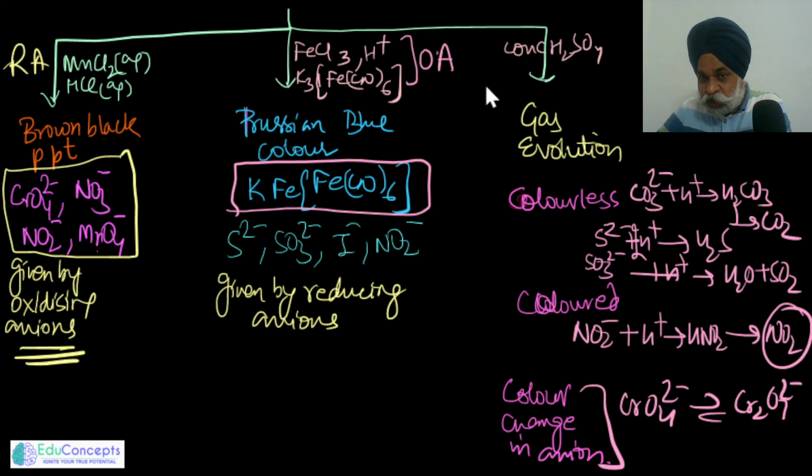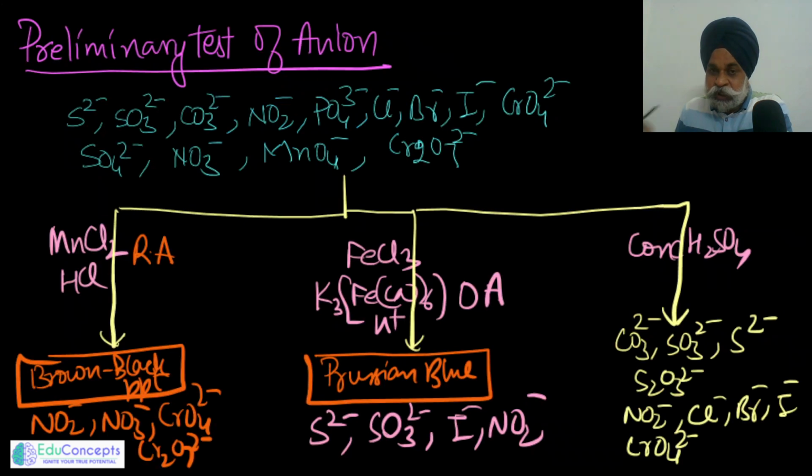So this viewpoint, you always have to keep in mind. This is the preliminary way by which you take three test tubes, and these three things are added. By adding these three, you are able to conceptually understand whether the anion is acidic, or whether it is showing any sort of redox. If it is showing redox, the anionic species is a reducing agent or oxidizing agent. So this way you can classify, and in IIT JEE you would find a good number of questions based on this viewpoint.